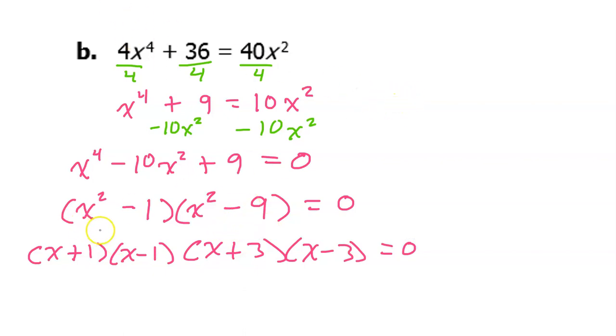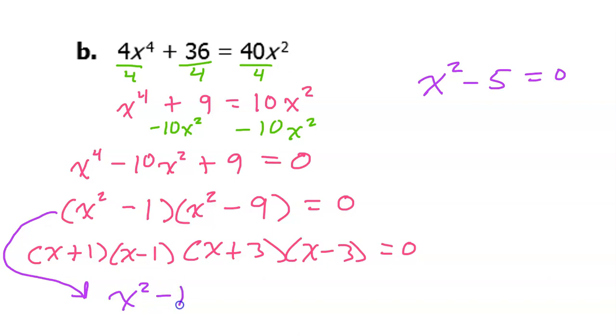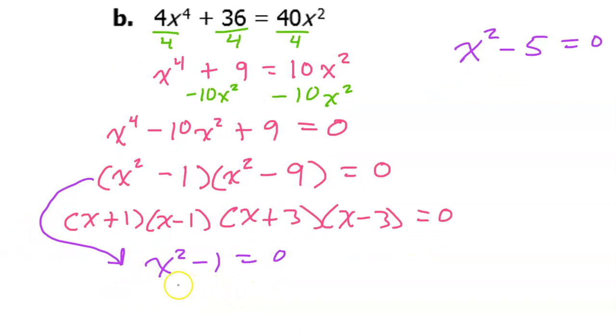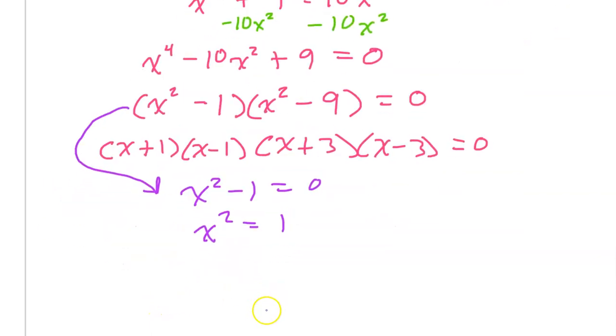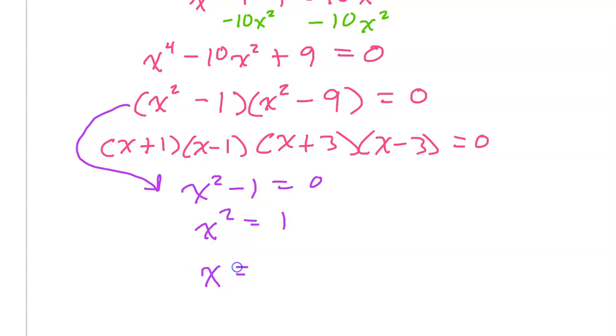Just as a side note, I could have done the zero product property immediately from here, which is what I would do if this wasn't the difference of two squares. What if this had been x squared minus 5 instead? I could still set that equal to 0 and solve. So I could have gone like this and done x squared minus 1 is equal to 0. And then I would have added 1 to both sides, which would give me x squared equals 1. And then I would take the square root, and that would give me plus or minus 1.